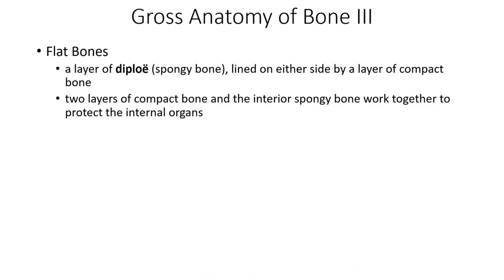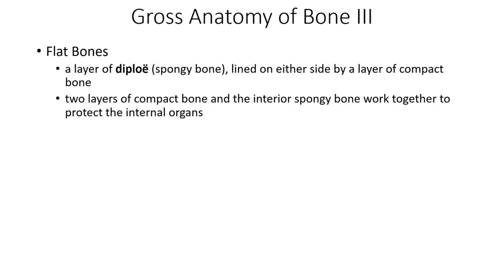All right, so talking a little bit more about gross anatomy of bones. In this case, we are going to talk about flat bones instead of long bones. Flat bones have a layer of spongy bone, called diploe, and this is lined on either side by a layer of compact bone. So it's basically like a bone sandwich, where the bread is compact bone, and the meat or veggies or whatever is the spongy bone in between those two layers.